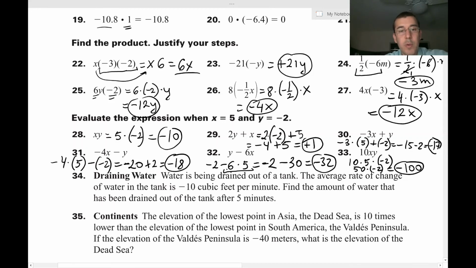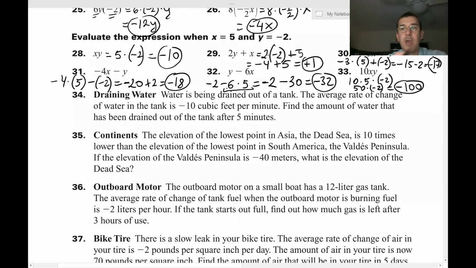34. Draining water. Water is being drained out of a tank. The average rate of change of water in the tank is minus 10 cubic feet per minute. So we have a tank of water, and it's draining out. The water is draining out 10 cubic feet per minute. So if it's 100, then it becomes 90 after 1 minute, then 80, and so forth. So the rate of drainage is 10 feet cubed per minute.